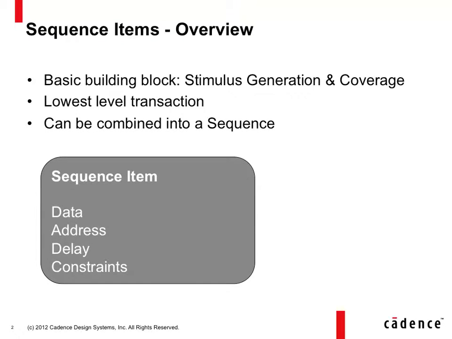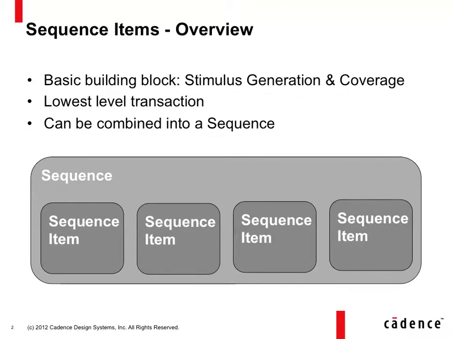So you basically can combine multiple sequence items into a sequence. Let's look at a quick generic example. This sequence item has a data field, an address field, and a delay field. And then it might have a bunch of constraints that talk about these particular fields or the interaction of these fields. So that defines the low-level transaction. And then you can use these sequence items and control them from a sequence to build stimulus that is very interesting. So what type of transaction you want to see, how sparsely or how densely you want to space these transactions, and all that good stuff.